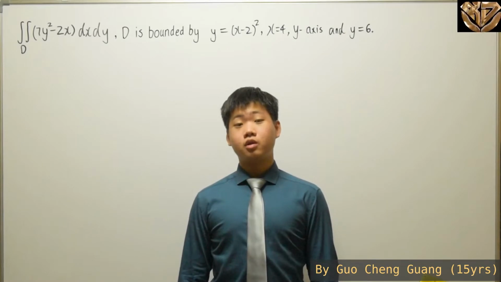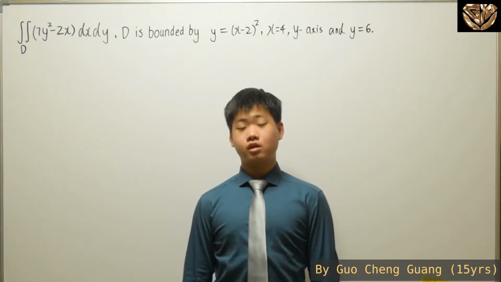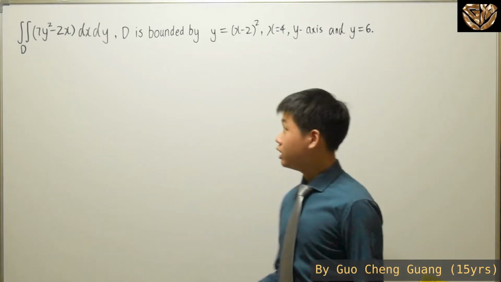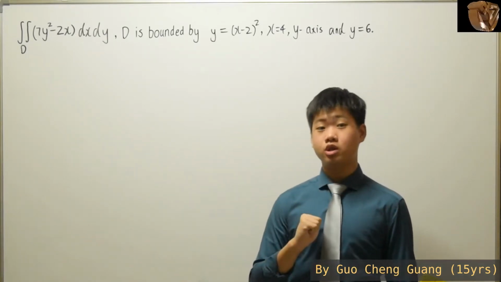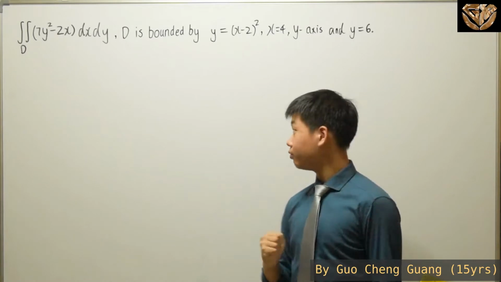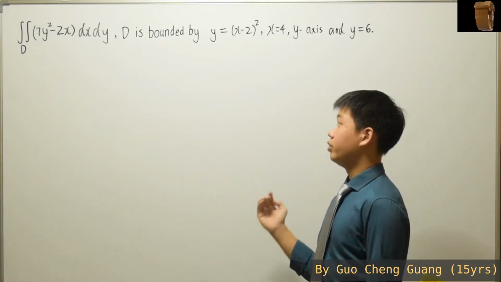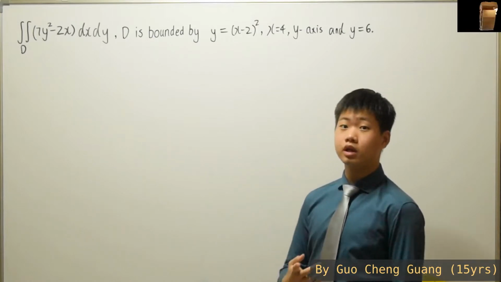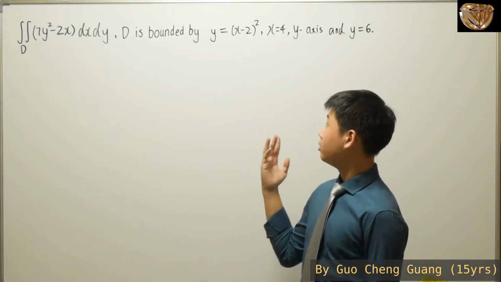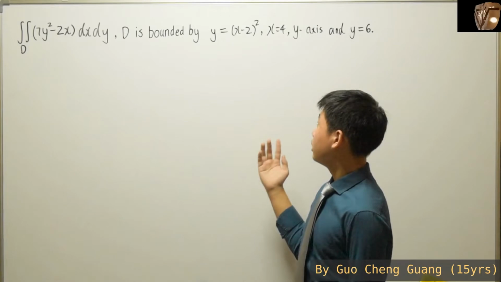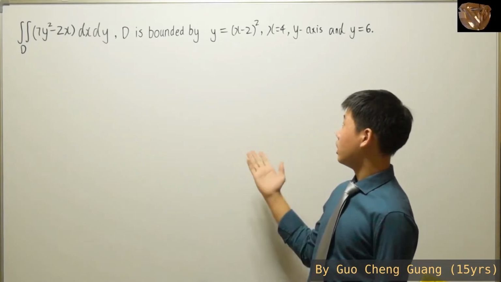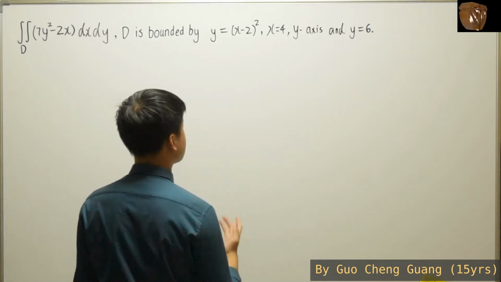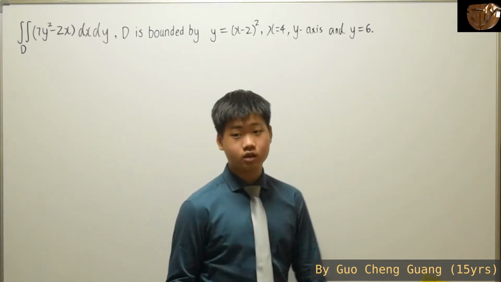Here, we'll be continuing with a lesson on the techniques and applications of definite integration. So, in this lesson, this is a double integration that we'll be taking a look at. Within this double integration, you'll have 7y squared minus 2x dx dy. And D is a boundary, within y is equal to (x minus 2) squared, x is equal to 4, the y-axis, and y is equal to 6.